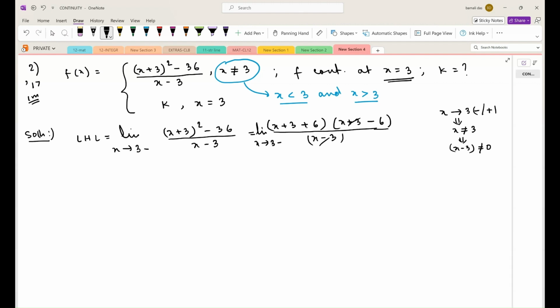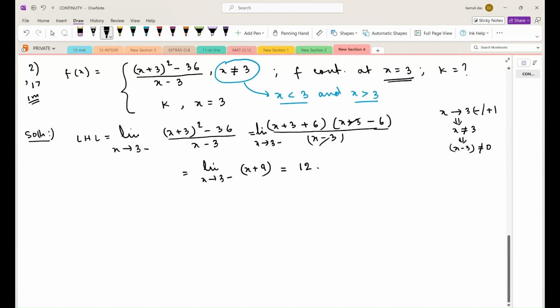Here, if you calculate the limit, so this is 6 plus 3, 9. So limit x tends to 3 minus of x plus 9. This is a polynomial function, and you know from class 11 that to calculate the limit of a polynomial function, you simply replace x by 3. That is the number towards which x is approaching, irrespective of direction. So if you put it, it is 12.